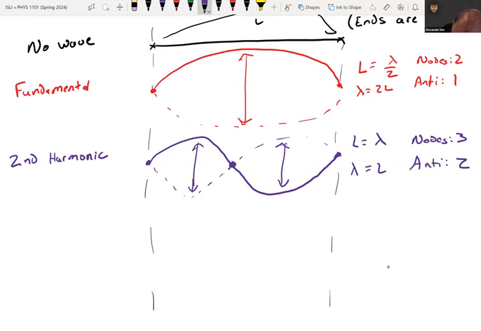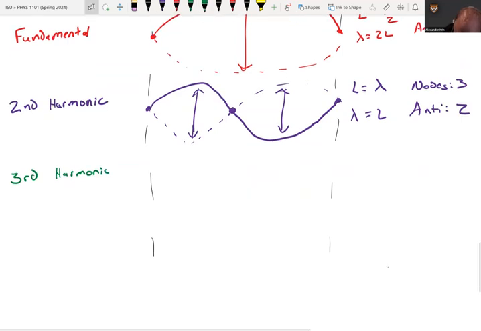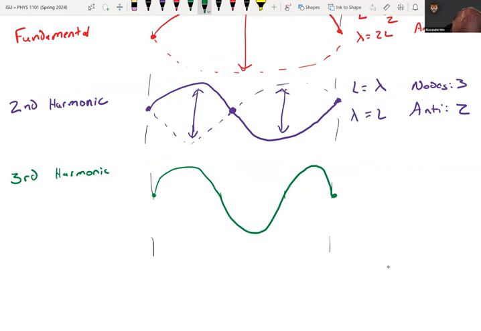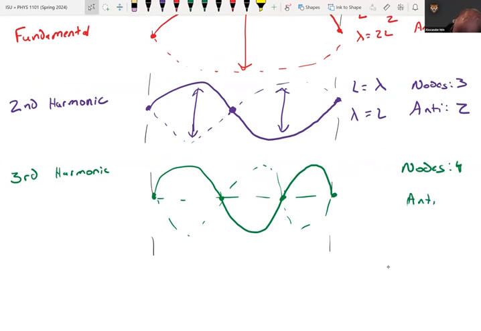Now I'll go up to, I think, probably just the fourth harmonic. We'll go with green next. So we'll do the third harmonic. It does take a little bit of planning. And again, it's not perfect, but you get the general idea. So this is now going back and forth between these areas. And we now have 4 nodes. For antinodes, there are 3.